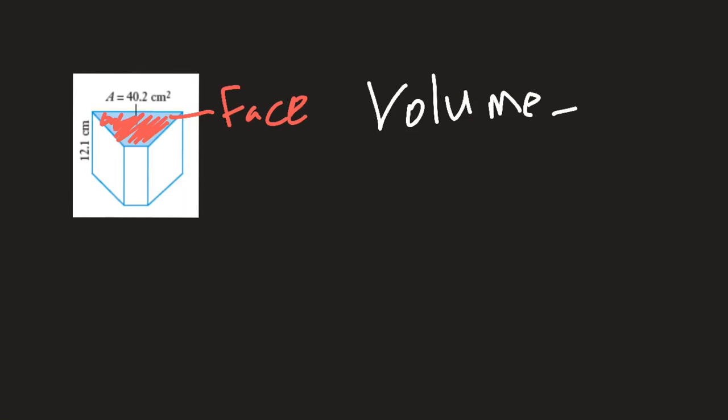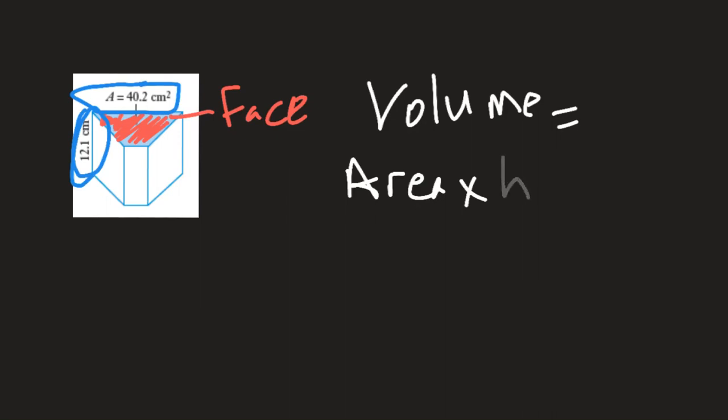To find the volume, you're going to take the area and multiply by the height. In this example, the height is right there. So if it gives you the area already, all you need to do is take the area and multiply by the height. So it's the area multiplied by the height.